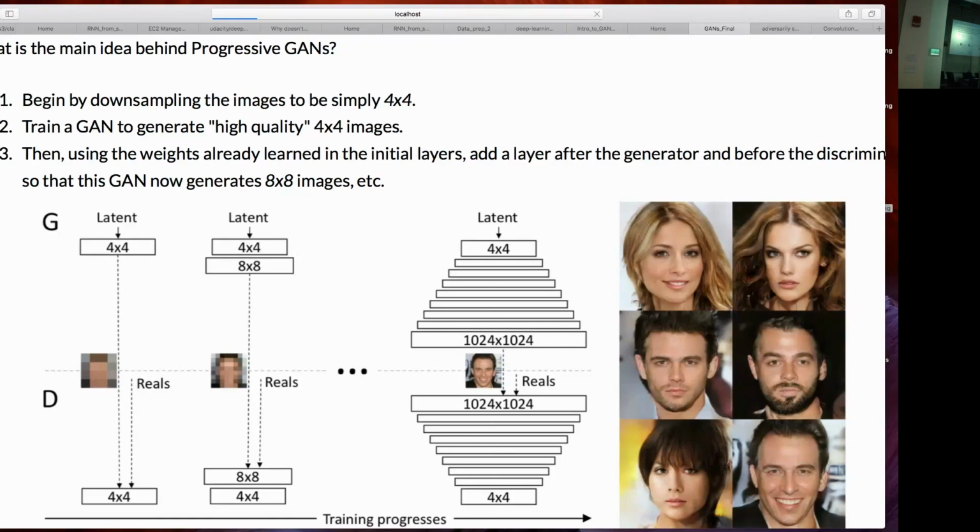I have a very simple question. Are there any other applications other than image analysis or image processing that you are aware of? Any other application domains than images? His question is, are there any other applications of GANs other than images? I think this guy had some thoughts on that.